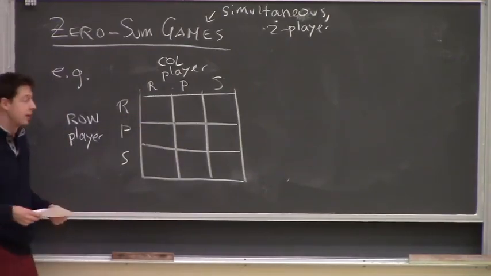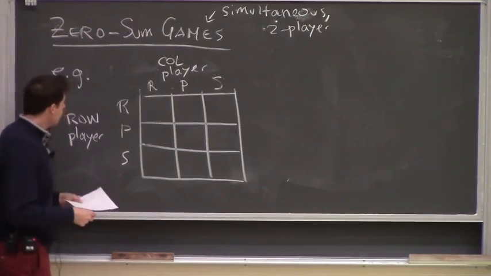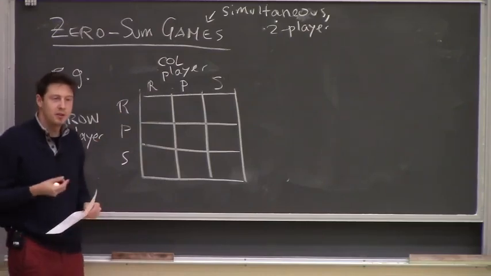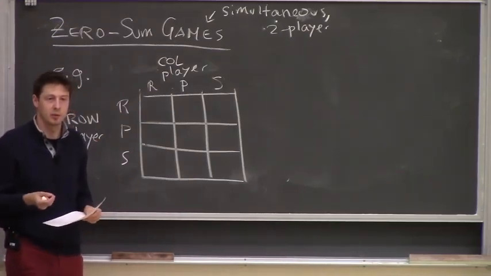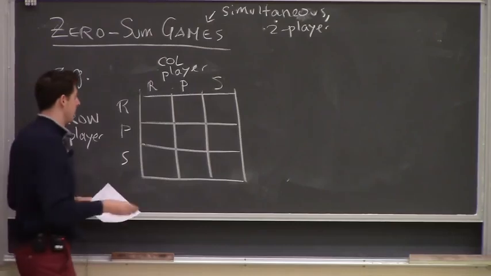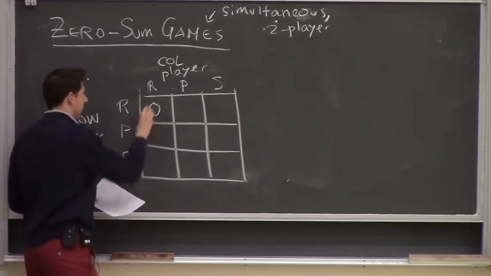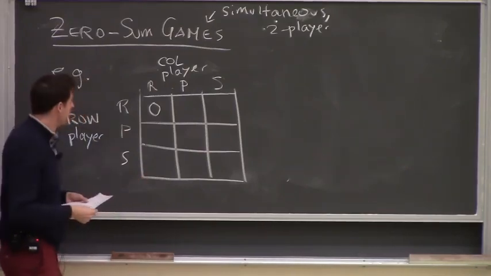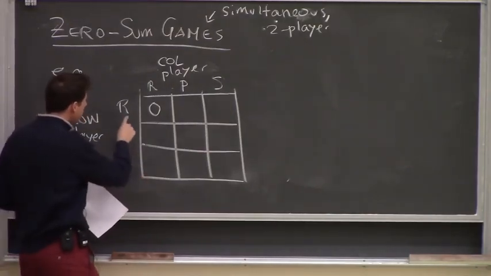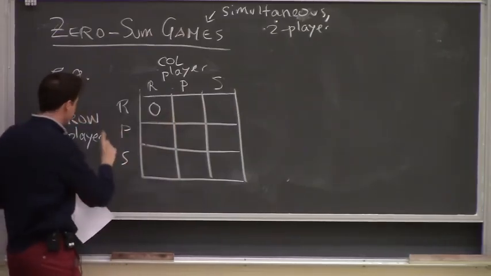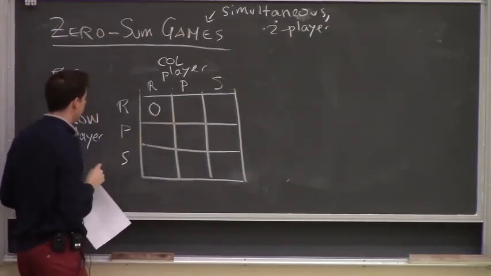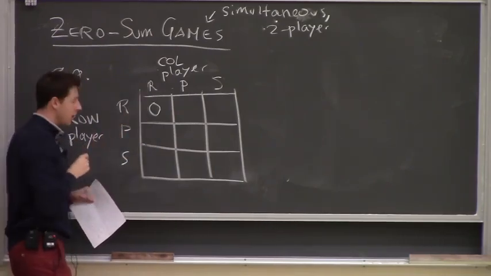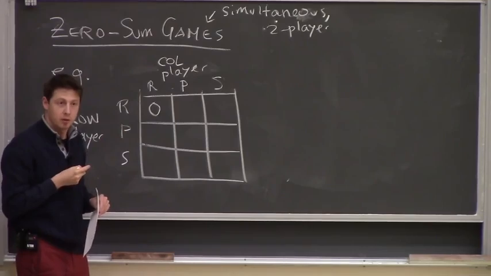Now, let's say, for example, that both players play rock. What's the outcome in rock, paper, scissors? It's a tie. So let's put 0, a neutral outcome. Neither player wins anything. Let's say rock and paper. Or actually even easier, first paper and rock. The row player plays paper, the column player plays rock. Who is winning? The row player.